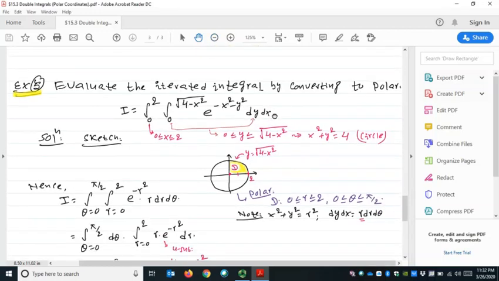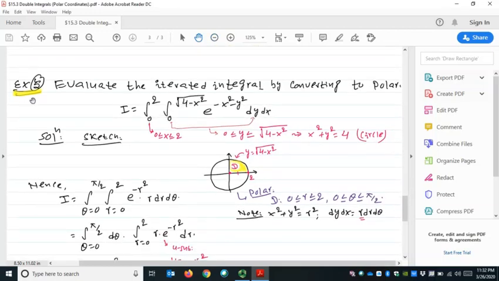Oh, yeah. So example 5: evaluate the iterated integral by converting to polar coordinates. The given double integral is in Cartesian coordinates, so let's convert it to polar coordinates. The important part is you need to look for the domain over which we are integrating.